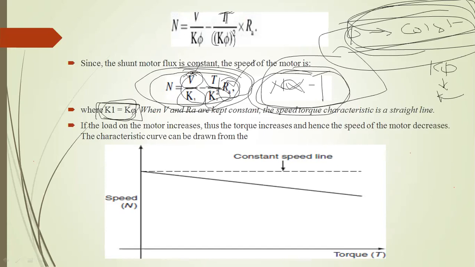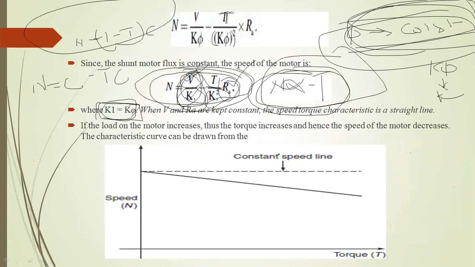Because if we consider this constant minus tau, N equals: we are making the voltage constant and this is also constant, so the total is going to be a constant sum. I take it as C, some constant, minus tau times some constant. So N is equal to C minus tau into some constant.